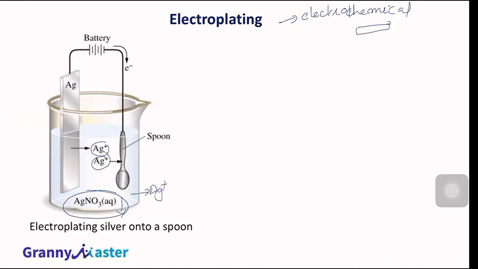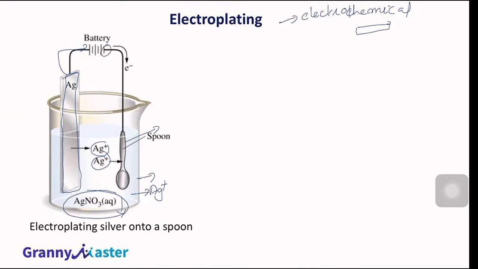Then we require a silver strip or a silver plate, and that silver plate should be connected to the positive terminal of a battery. Then, on which do we have to coat silver? We have to coat silver on a spoon. That spoon we have to dip in this silver nitrate solution, and that spoon should be connected to the negative terminal of the battery.